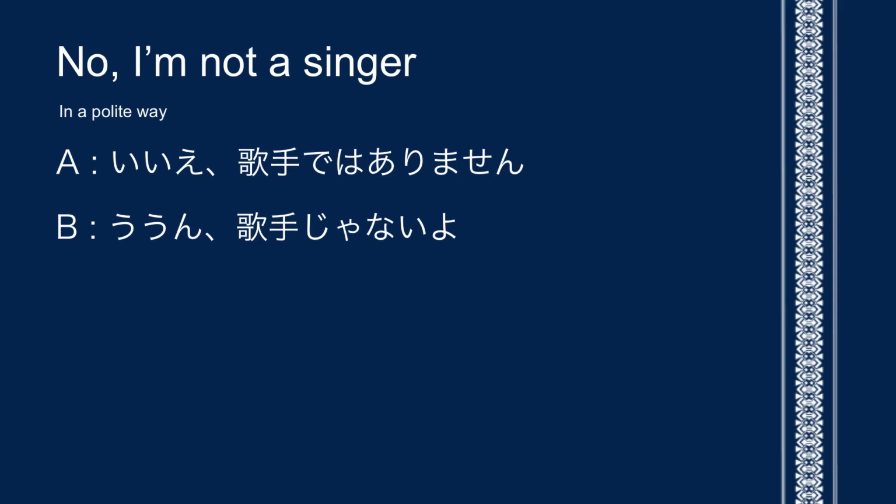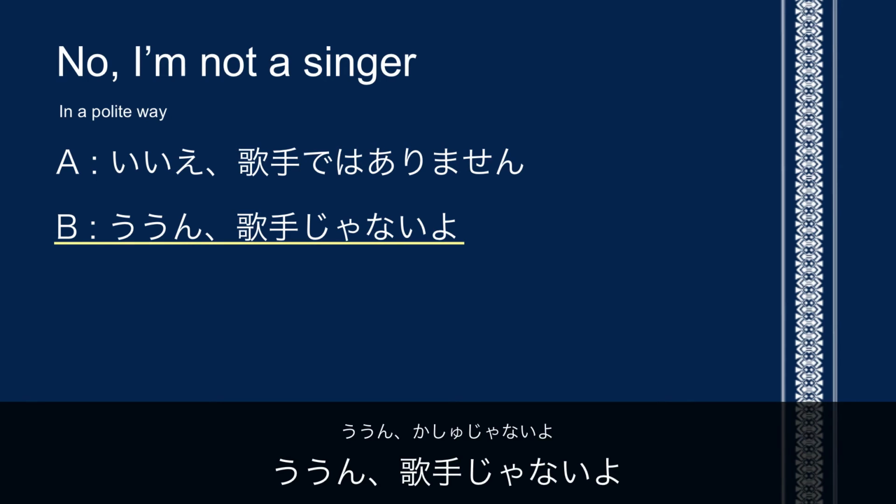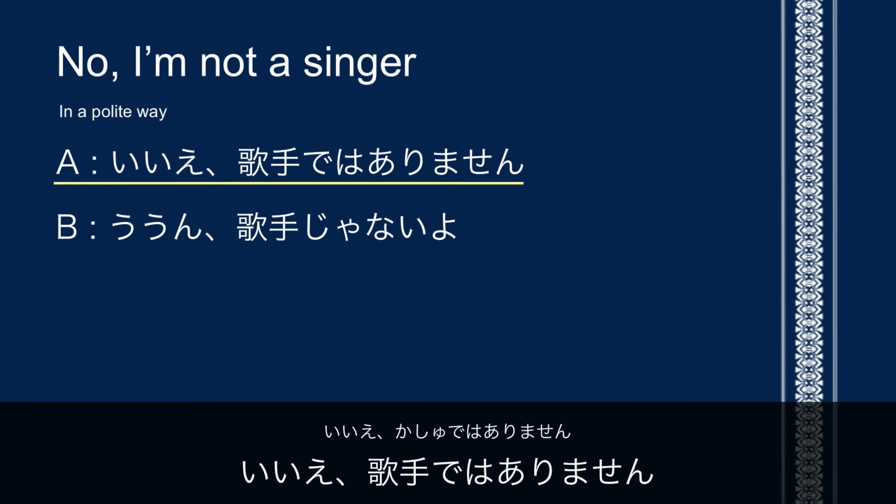The eighth sentence is that no, I'm not a singer. And the options are here. いいえ、歌手ではありません。歌手じゃないよ。First of all, the question requires a polite way. Actually, both of them have the same meaning. This sentence is polite, and this sentence is casual. So, this one is correct. いいえ、歌手ではありません。No, I'm not a singer.